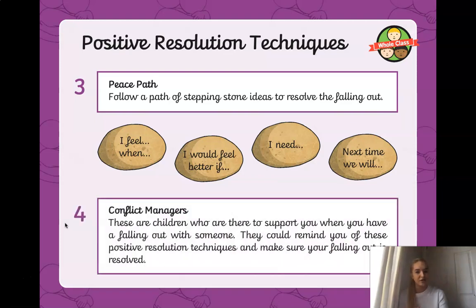The final positive resolution technique is called conflict managers. So think of those children in the class that maybe are really good at knowing what to say and are there to support you when you have a falling out with someone. So if you have a falling out with someone, think, who would that child be that would be there to support me? Who is my really good friend that can support me if I fall out with someone? Because then if you fall out with someone different, this child who's your conflict manager can remind you of the positive resolution techniques and make sure that your falling out is resolved.